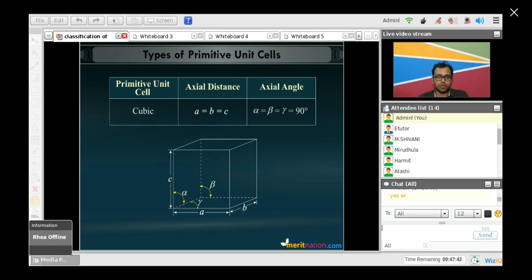Okay. A cubic cell is that cell where the axial distances are equal. That is, here the values of length, breadth, and height are the same, right? And all the angular parameters, all the axial angles, are also equal to 90 degrees, right?